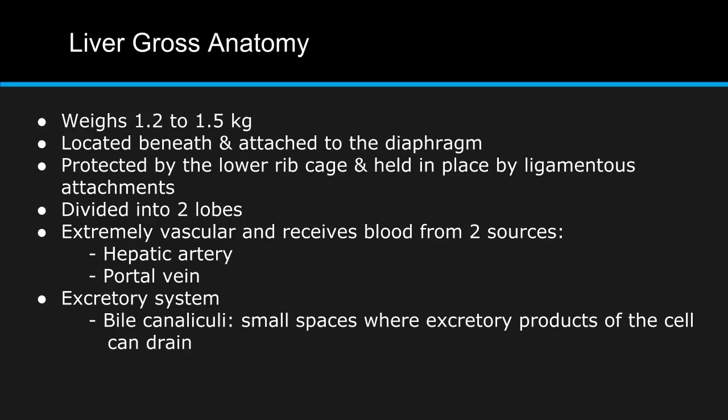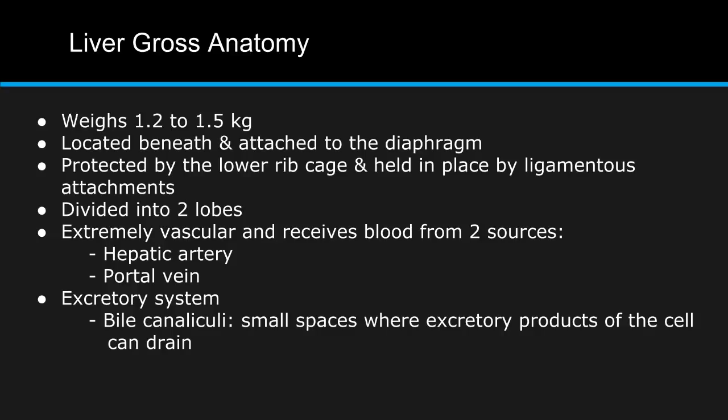The liver weighs approximately 1.2 to 1.5 kilograms in a healthy adult. It is located beneath and attached to the diaphragm and is protected by the lower rib cage. It's held in place by ligamentous attachments. The liver is divided into two unequal lobes, and the right lobe is 6 times larger than the left. The liver is extremely vascular and receives blood from both the hepatic artery and the portal vein.